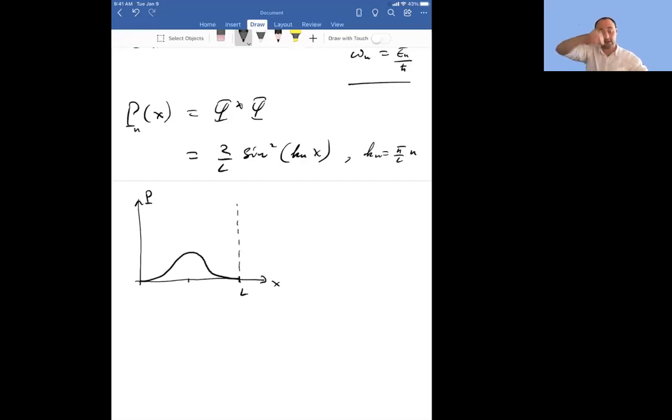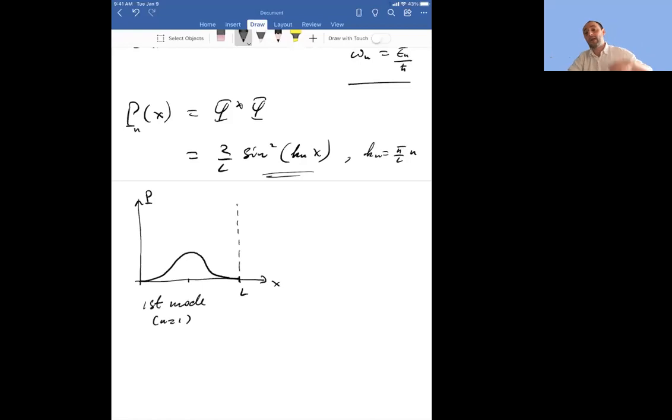It's largest in the center. Looks kind of like a bell-shaped curve. It's not a Gaussian. It's just a sine squared. That's what a sine squared looks like over one period. So this is first mode or first level, n equals 1. And notice that probability densities do not depend on time for a particle that's described by one of these modes.